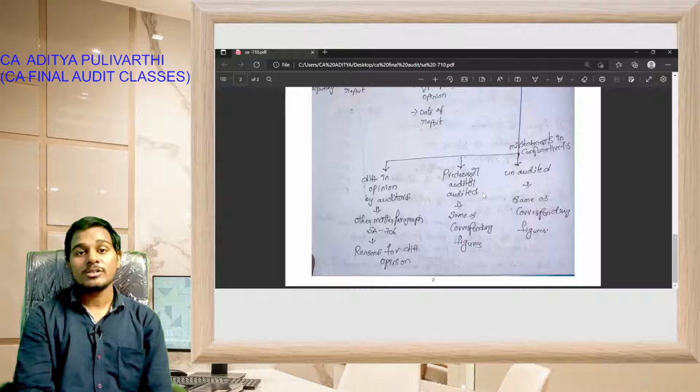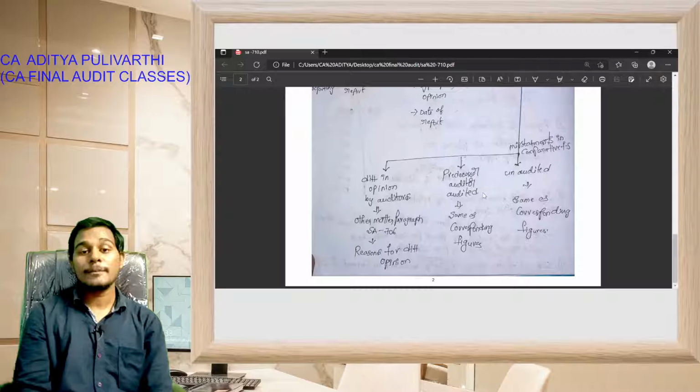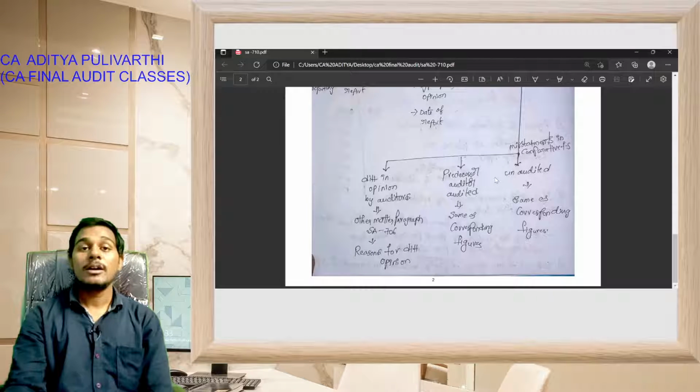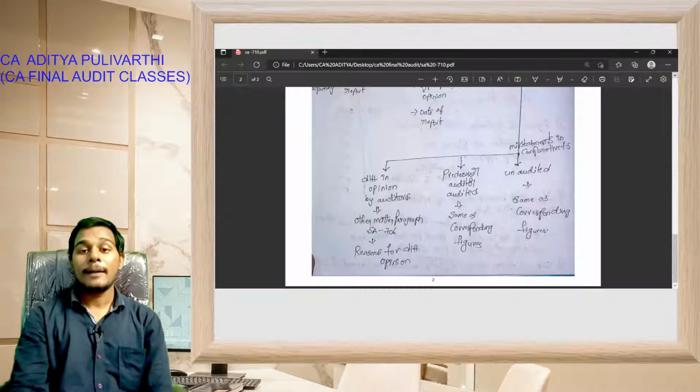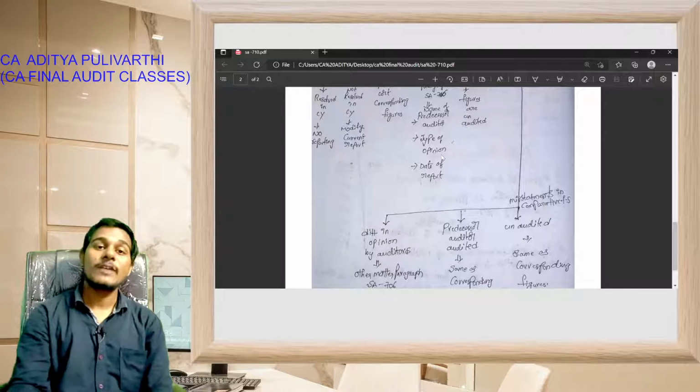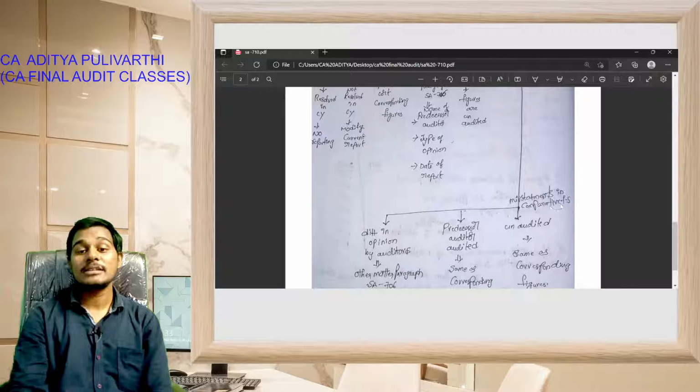See students, if the current year auditor is not the auditor of the previous year, and the previous year was audited by a predecessor auditor, then if there are misstatements in the comparative financial statements, the auditor will specify the name of the predecessor auditor, type of opinion and date of report. If the previous year comparative financial statements are unaudited, then the auditor will specify that the previous year comparative financial statements are unaudited.